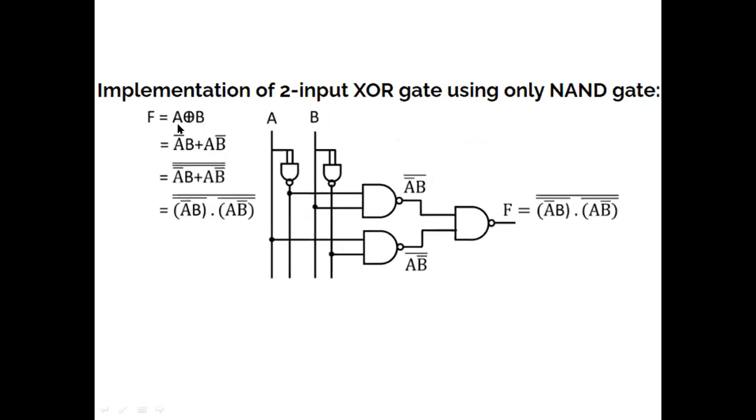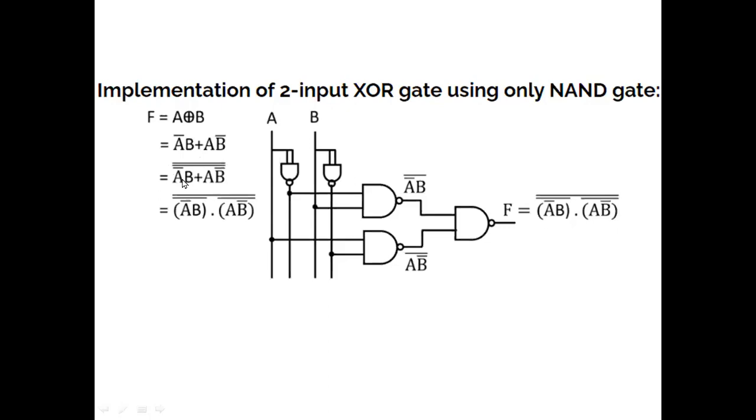We know that the XOR gate function is equal to A bar B plus A B bar. When the expression is given in SOP form, which is to be implemented using NAND gate logic, you have to double complement the entire expression. So I am double complementing it. Again, we have to use De Morgan's law to simplify this equation.